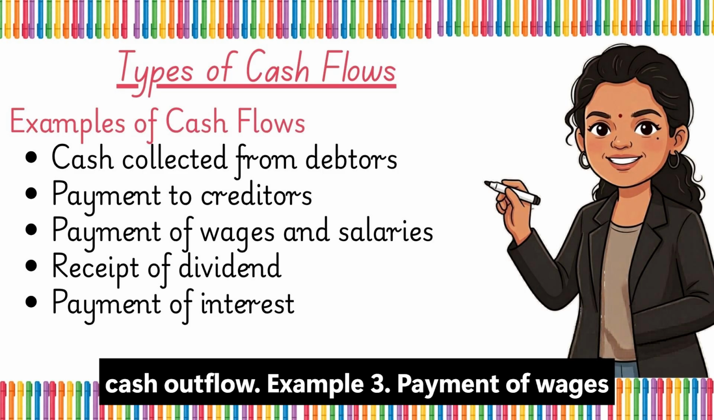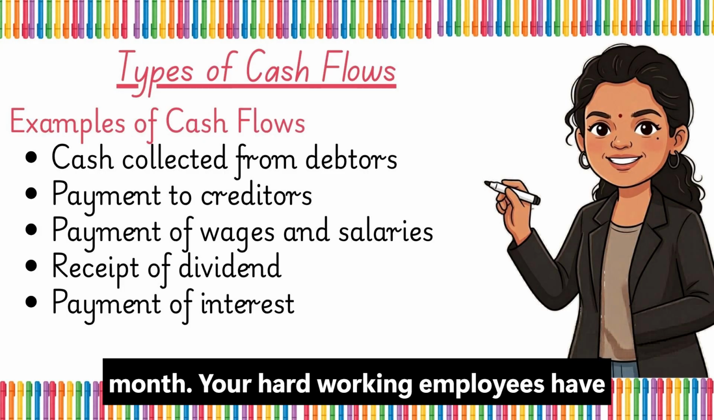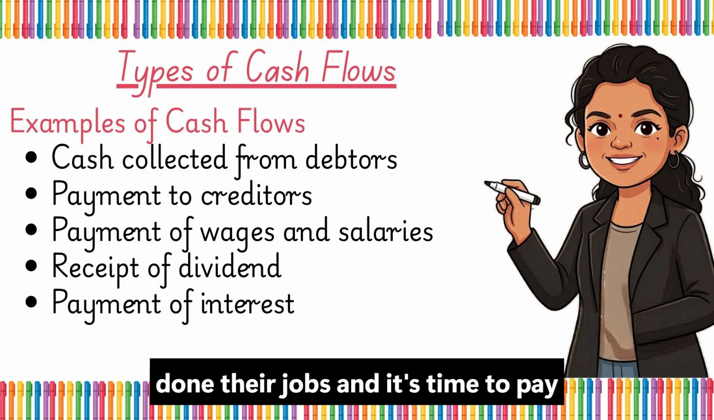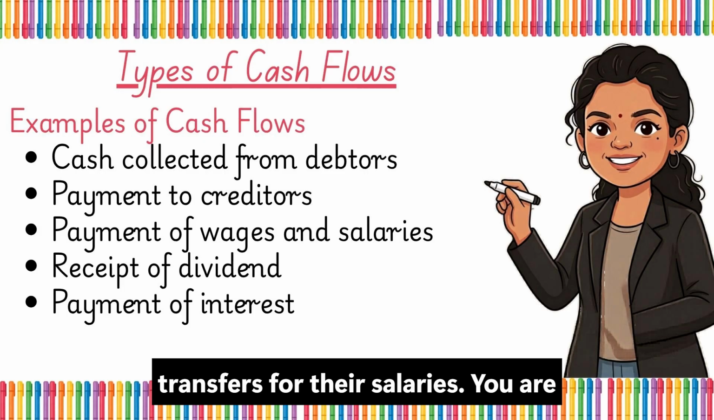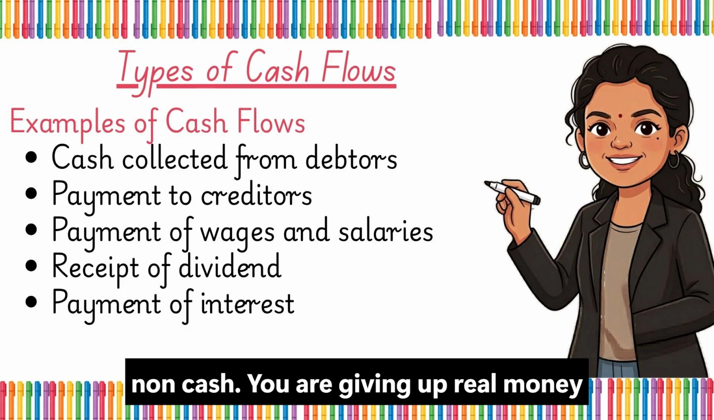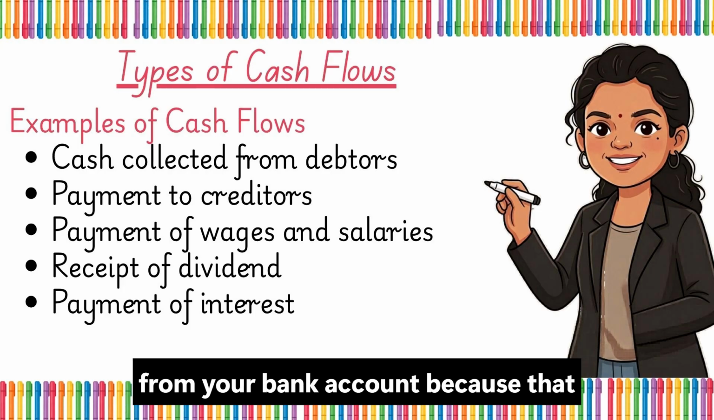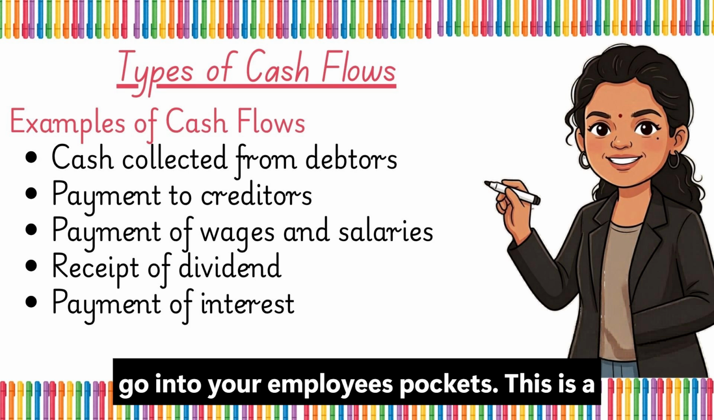Example 3. Payment of wages and salaries. Think about the end of the month. Your hard-working employees have done their jobs, and it's time to pay them. You write checks or do direct bank transfers for their salaries. You are getting their valuable labor and services, non-cash. You are giving up real money from your bank account. Because that money is leaving your business pocket to go into your employees' pockets, this is a cash outflow.